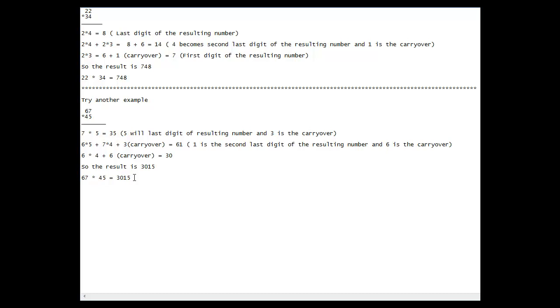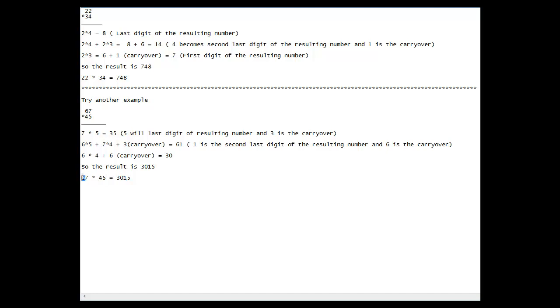Let us go through this again quickly. So what we did was 7 multiplied by 5, which is 35. So 5 comes here, 3 is the carryover. Then 6 multiplied by 5 plus 7 multiplied by 4, which is 58, plus 3 as the carryover becomes 61. So take 1 here and 6 as the carryover for the next step.